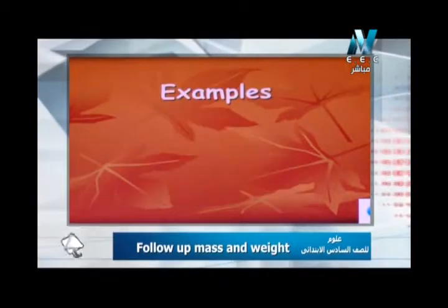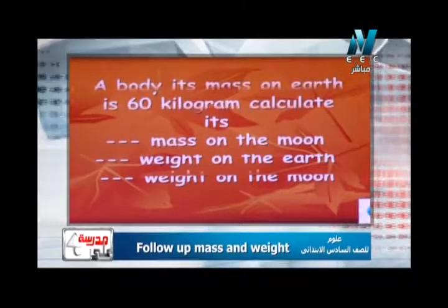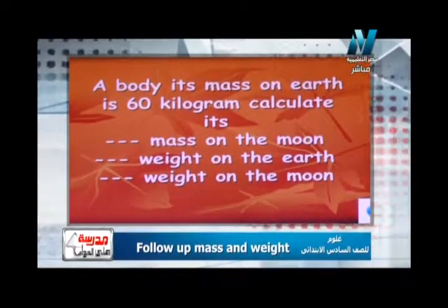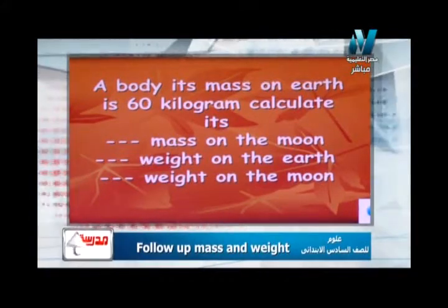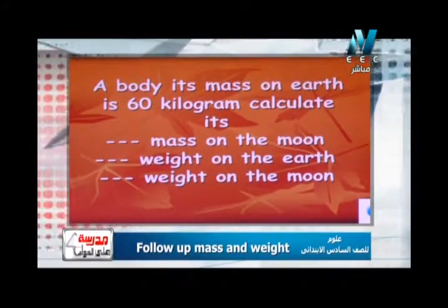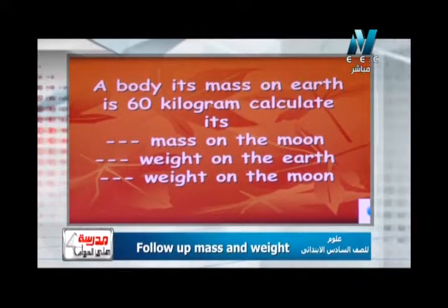So let's start. First one. The problem says that a body has a mass on earth equal to 60 kilograms. Calculate its mass on the moon and its weight on the moon.